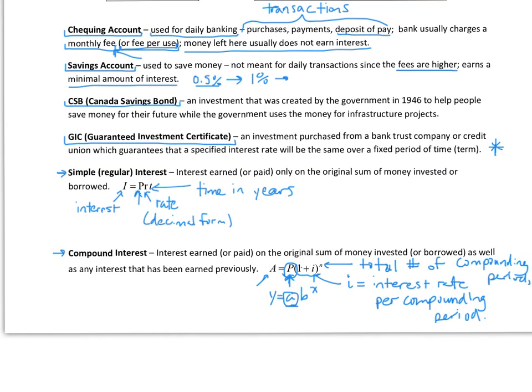Going back to simple interest, the I is your interest. Remember your amount at the end, your A, will equal your principal plus your interest. And that is a really strange looking A. Let's fix that.